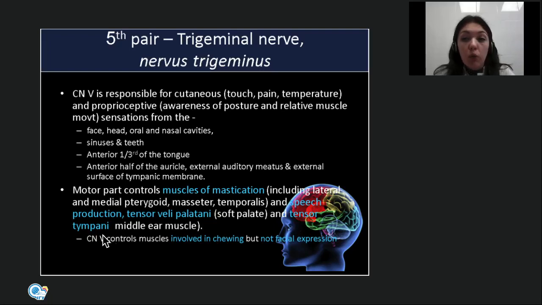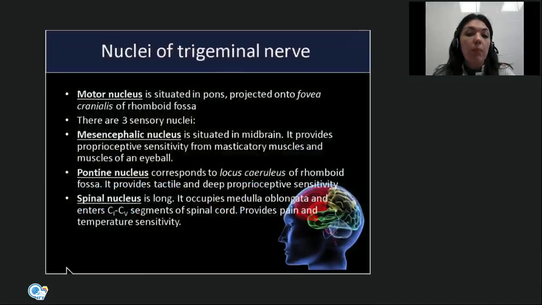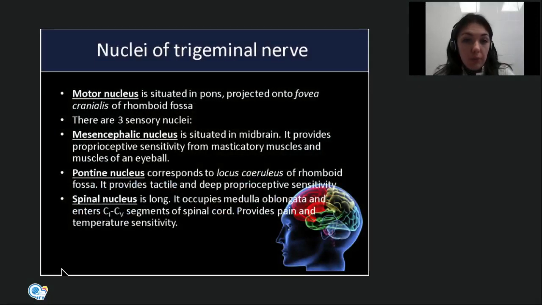So what you have to understand is that the fifth pair of cranial nerves controls muscles involved in chewing, so masticatory muscles, but not muscles of facial expression, because muscles of facial expression will be supplied by the facial nerve.